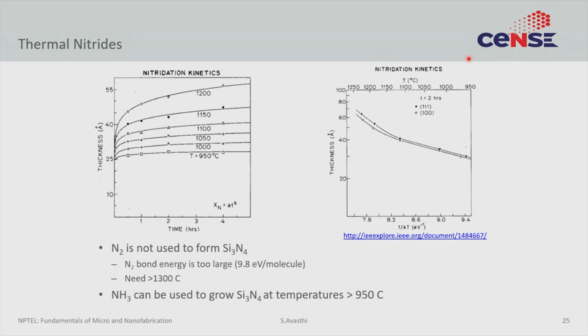Instead, what you can do is introduce ammonia, which is a little more reactive form of nitrogen, and that can form silicon nitride at a temperature around 950 degrees C. However, if you look at the paper that explored this, you would see that the thicknesses that you grow are very, very small. That is because silicon nitride doesn't diffuse very well. It doesn't allow for a very fast rate of growth. So practically, this is never done. If you have to grow silicon nitride, there are better ways of doing so.